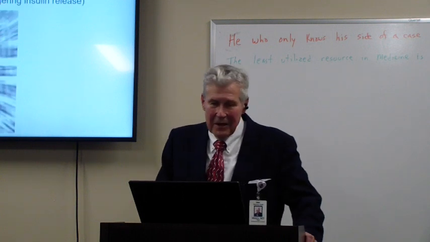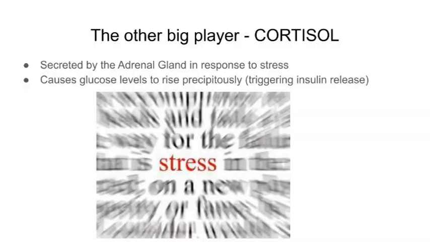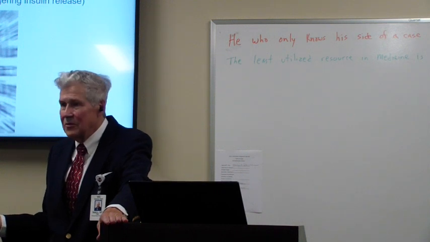Okay, and the last thing I'm going to talk about, you're almost there, is stress. And you all have this in spades. Stress causes the release of cortisol, which is the other big player. Now, cortisol is really mainly a big player because one of the things that it does is cause glucagon release. And glucagon causes your insulin to go through the roof.